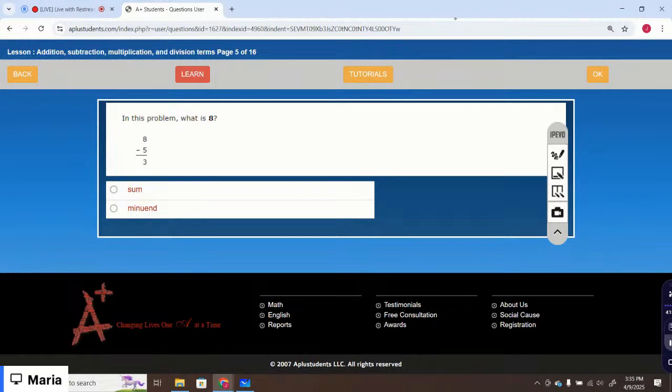In this problem, what is 8? 8 minus 5 equals 3. 8 is the minuend. Option 2 is the correct option.